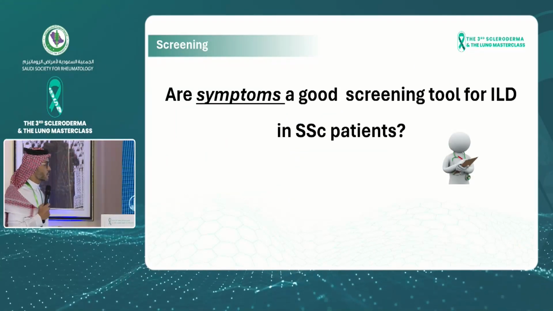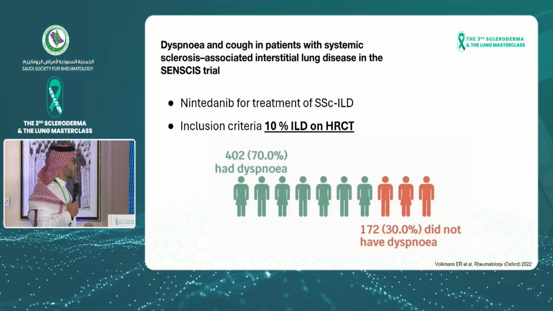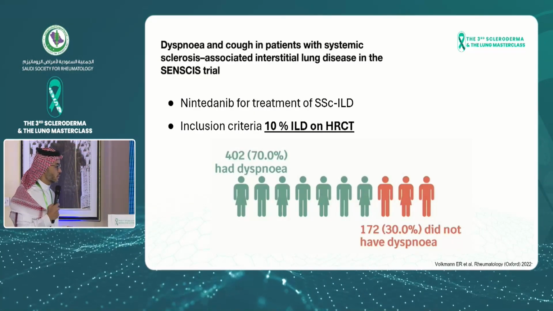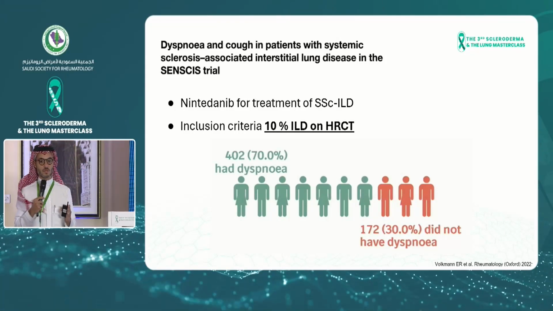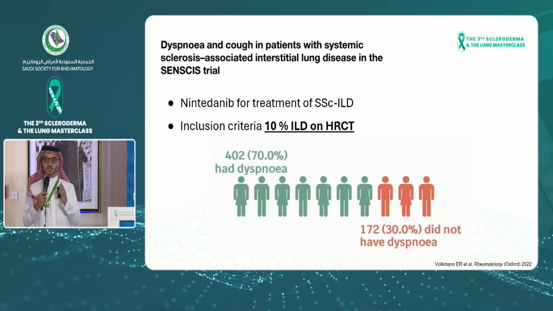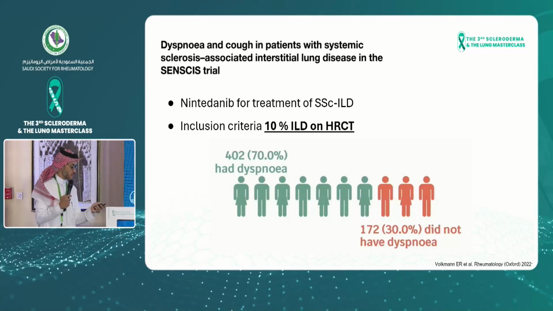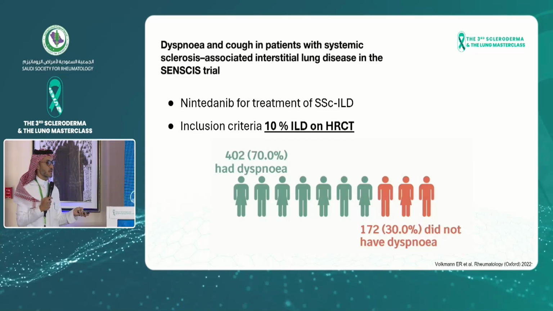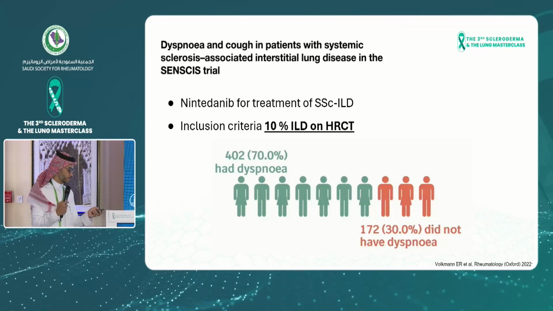So are symptoms alone a good screening test for systemic sclerosis ILD? This data is from the SENSCIS trial. The trial included patients with systemic sclerosis, and one of the inclusion criteria was that they must have ILD, at least 10% on the HRCT. And of those patients, 30% did not have any dyspnea. So you missed 30% if you rely only on symptoms.